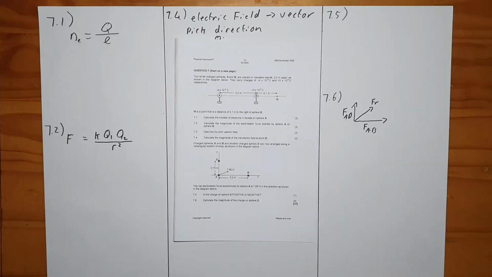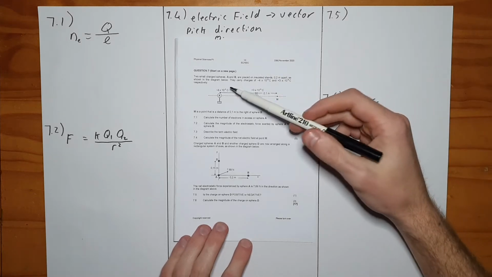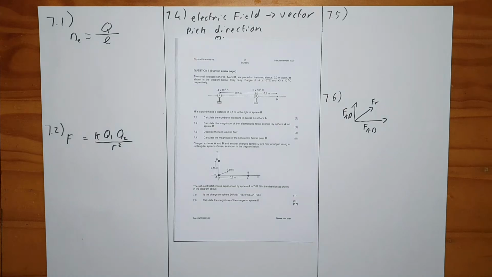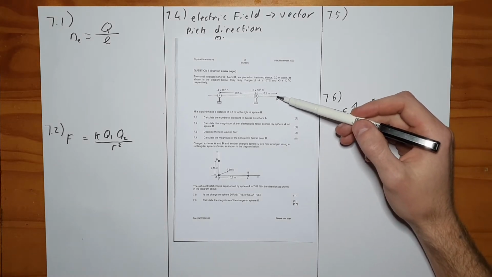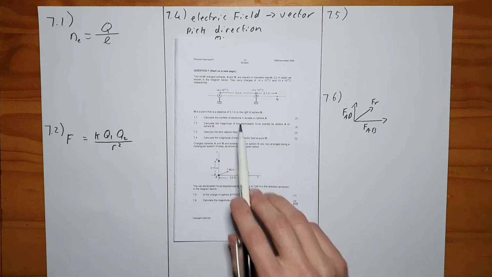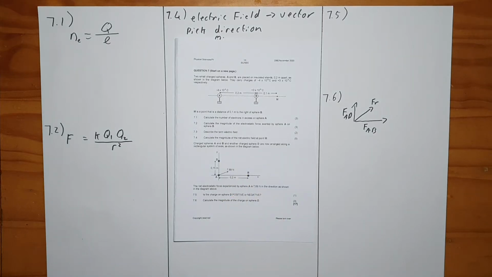Okay, let's get started with question 7. Question 7 is looking at electrostatics. It says two charged spheres A and B are placed on insulated stands 0.2 meters apart as shown in the diagram below. They've given the charges here as well, so we've got -4 times 10 to the -6 for A and 3 times 10 to the -6 for B. Then we have a test charge M, which is placed here as well. M is placed 0.1 meters to the right of B.